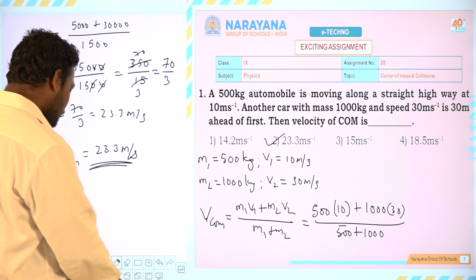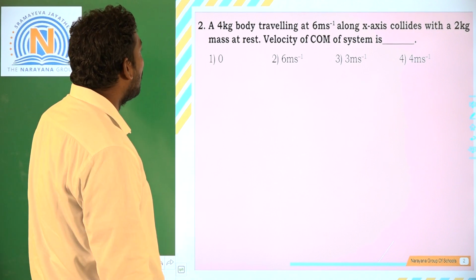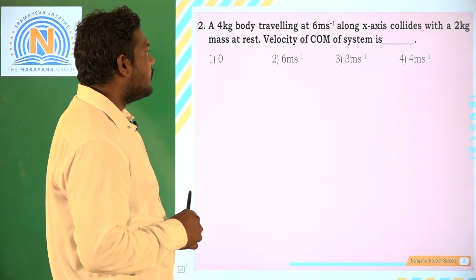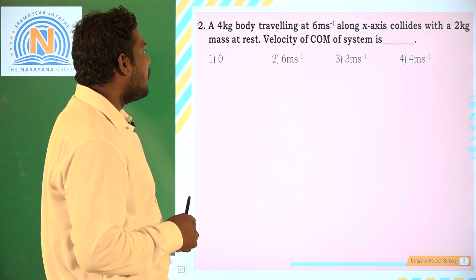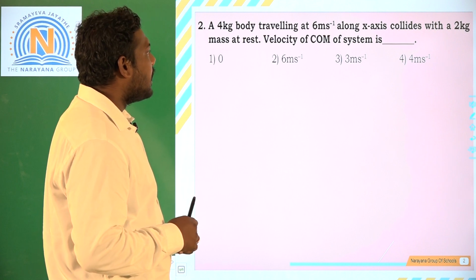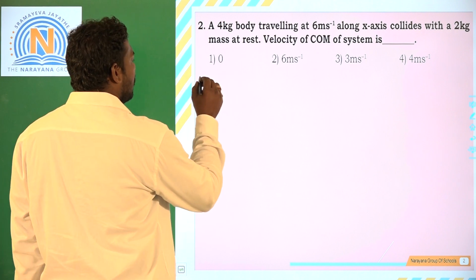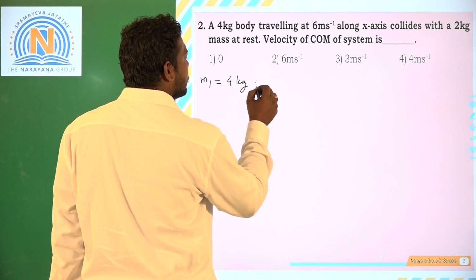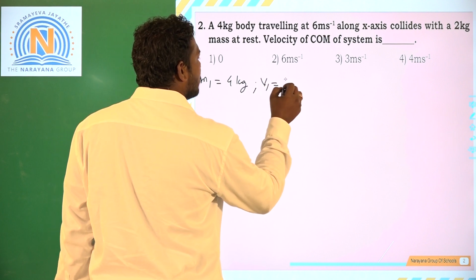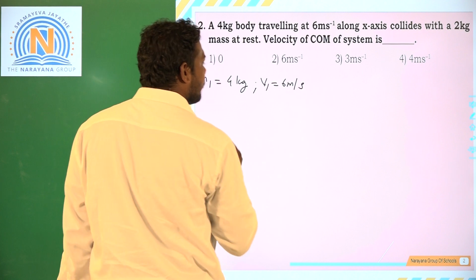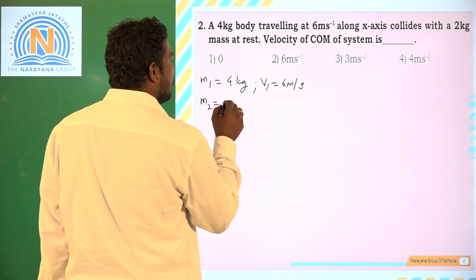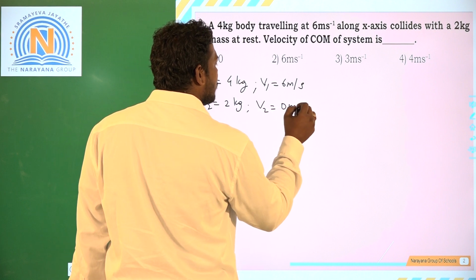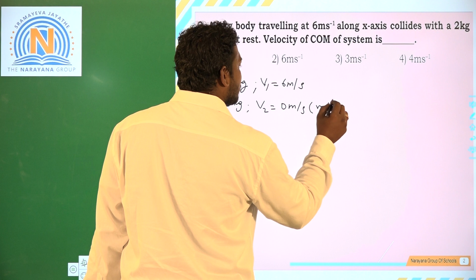Now let us get into the second question here. A 4 kg body traveling at 6 meter per second along x-axis collided with a 2 kg mass at rest, right? Now here M1 is given as 4 kgs and V1 is given as 6 meters per second. M2 is given as 2 kgs and V2 is given as 0 meter per second as it is at rest.